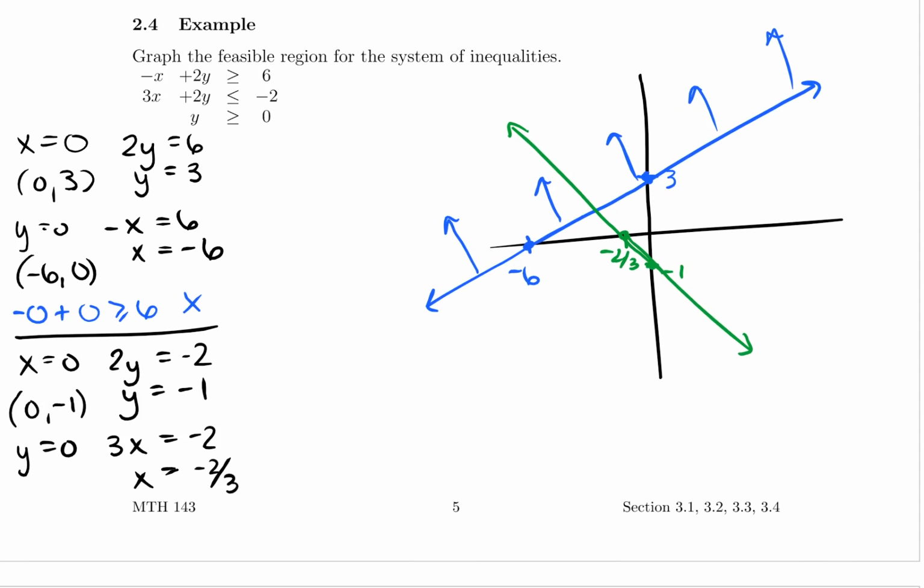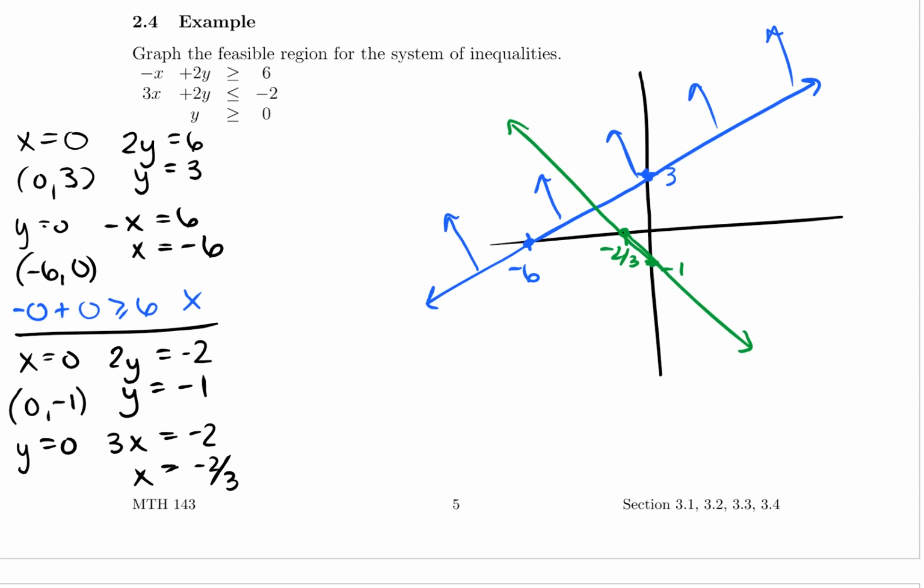Let's go ahead and test a point. Again, the origin is not on this line, so we can go ahead and test the origin. We'd have 0 plus 0 is less than or equal to negative 2, and that is false. 0 is not less than negative 2; negative 2 is less than 0. So this is false, so we would like our solution set to be pointing away from the origin. So we get some overlap with our original solution set.